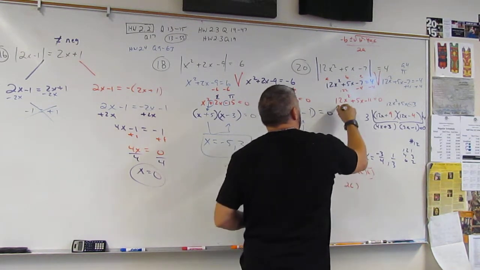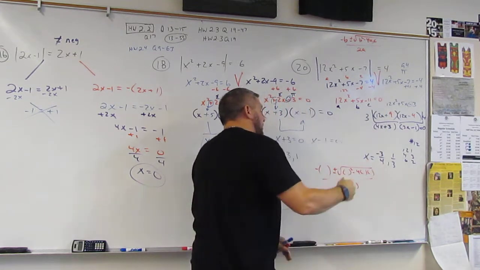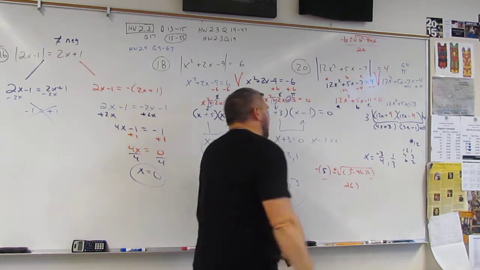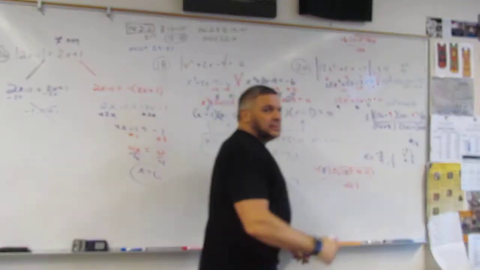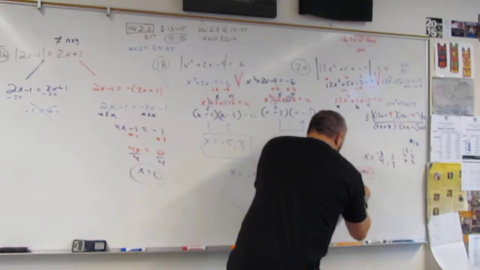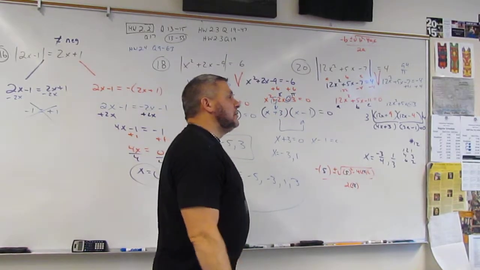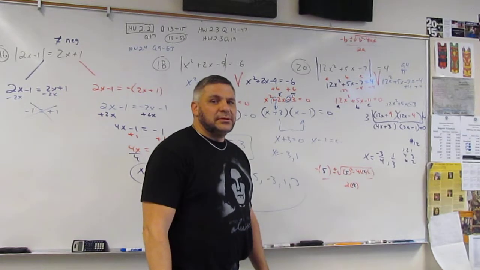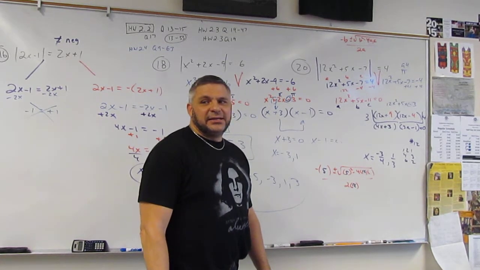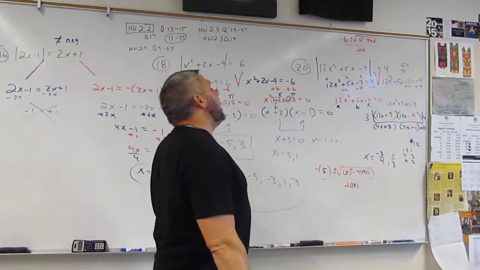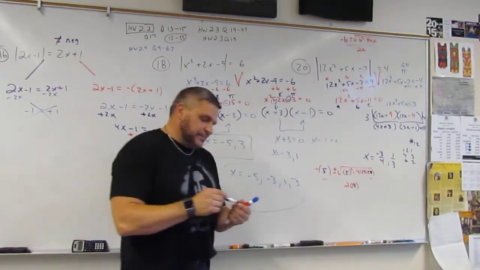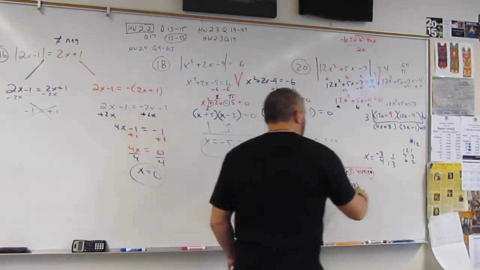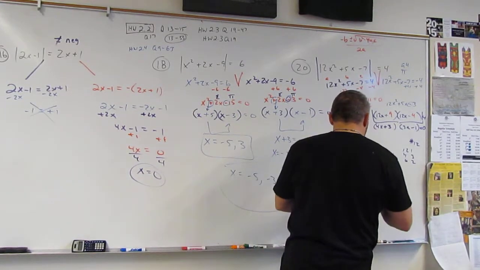So what's my B? We have to have A, B, and C. So my B is 5. What's my A? 12. And what's my C? Negative 11. Can't forget those negatives, okay? That really is 11, guys. So let's write that again.